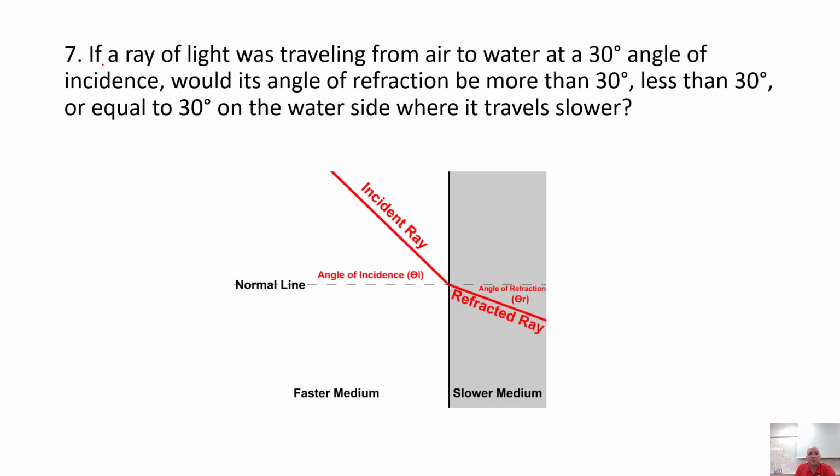And here we have a question. If a ray of light was traveling from air to water at a 30-degree angle of incidence, so if this was 30 degrees, would this angle right here in the slower medium be less, closer to the normal line, or more, away from the normal line, or just straight ahead? That's what this question's asking you.